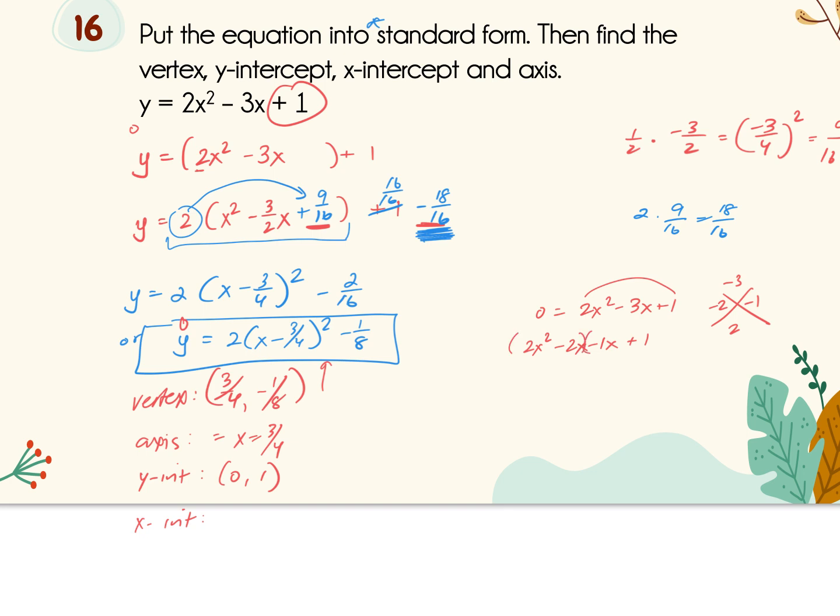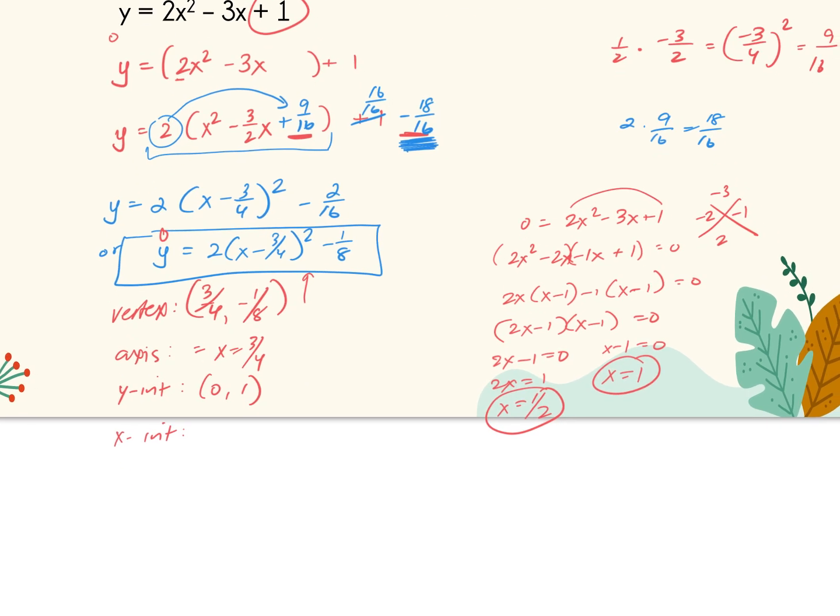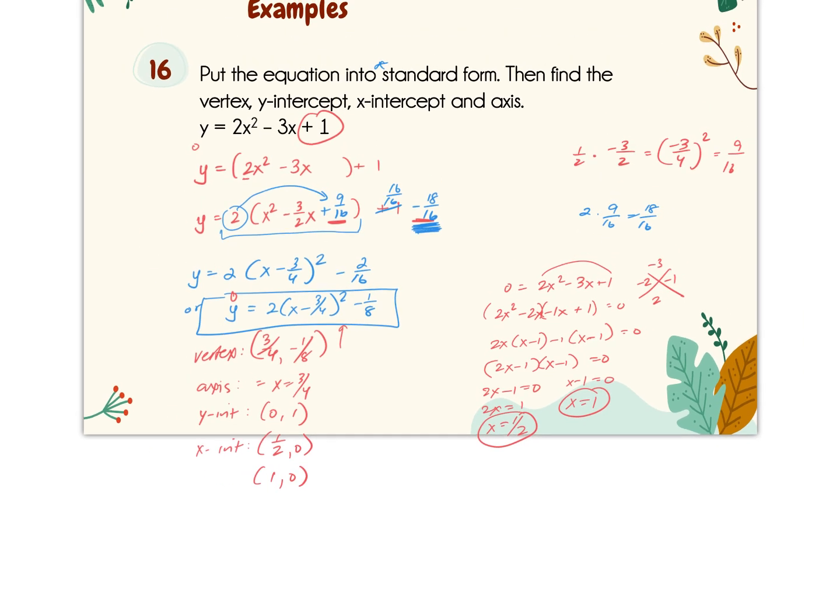Again, remember when I expand to 4, I have to group. So I'm going to get 2x times x minus 1, minus 1 times x minus 1. So I know my factors are 2x minus 1 and x minus 1. So 2x minus 1 equals 0, 2x equals 1, x equals 1/2. That's one solution. And x minus 1 is 0, so x is 1, and that's the other. So remember, these solutions translate to when x is 1/2, y is 0, and when x is 1, y is 0. And there's my intercepts.